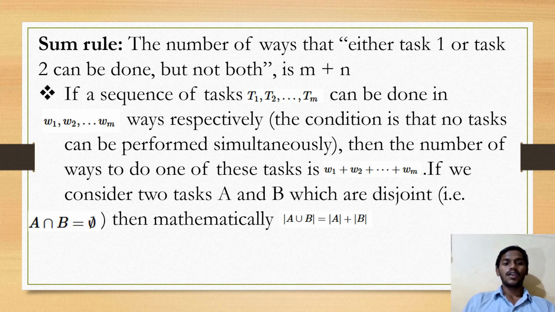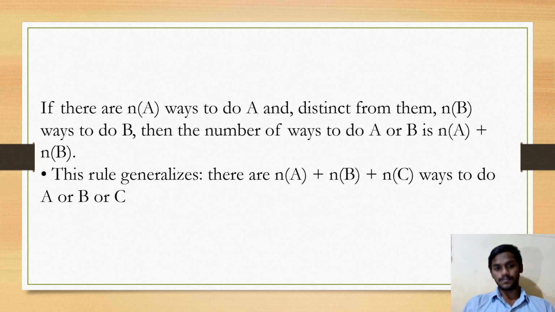m plus n. In a sequence of tasks T1, T2, and so on to Tm, which can be done in W1, W2, and so on to Wm ways respectively, the condition is that no two tasks can be performed simultaneously. Then the number of ways to do one of the tasks is W1 plus W2 plus W3 and so on to Wm. If we consider two tasks A and B which are disjoint, that is A intersection B is equal to phi, then mathematically mod of A union B is equal to mod A plus mod B.